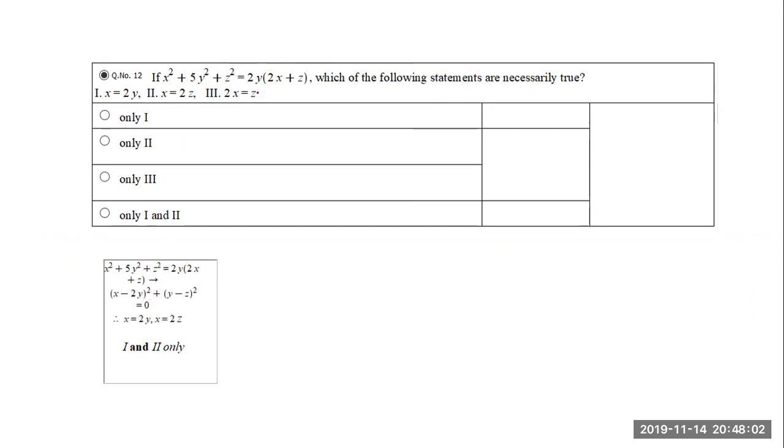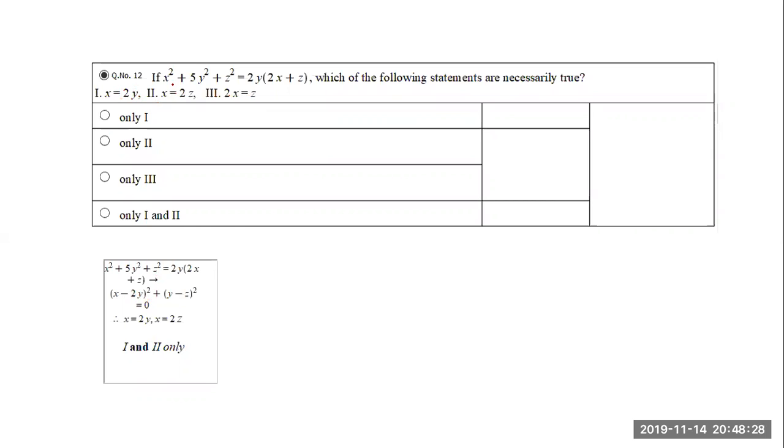I'm just simplifying it. If I simplify it, it becomes x minus 2y. Why am I bringing it in this form? Because he has given the relation x is equal to 2y, x is equal to 2z and 2x is equal to z. Therefore, the relation will be in the form of x minus 2y and x minus 2z or 2x minus z. You got it?